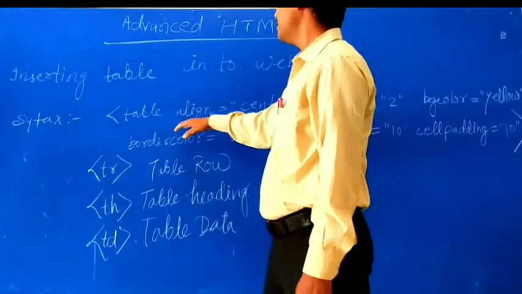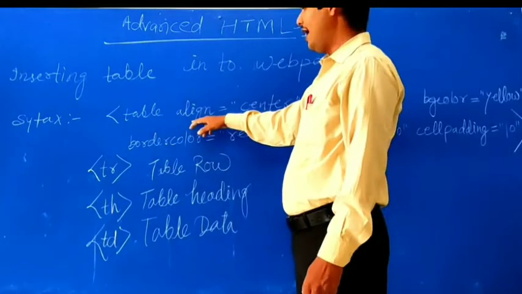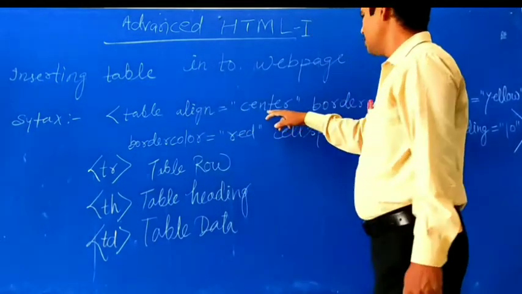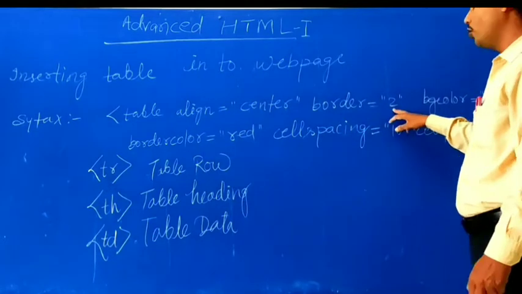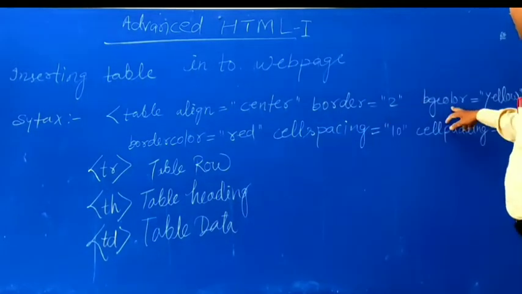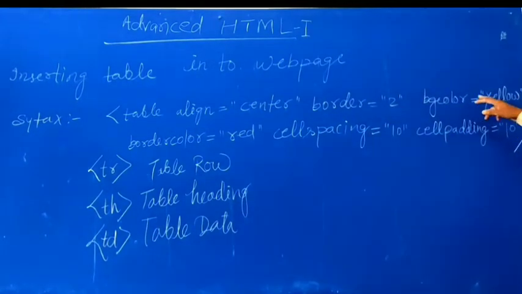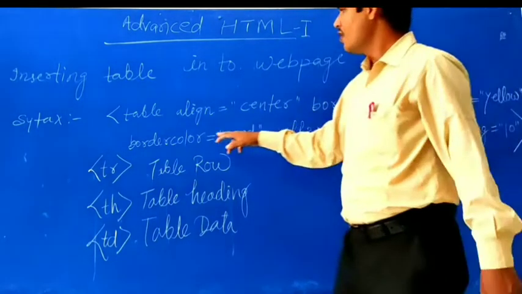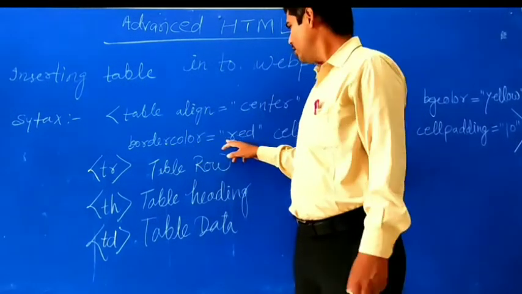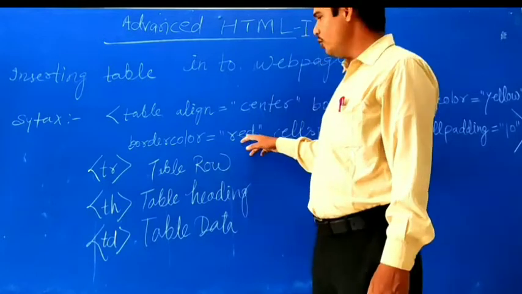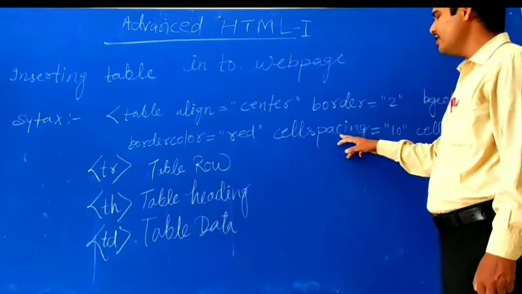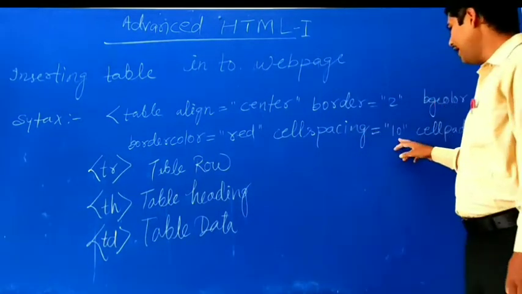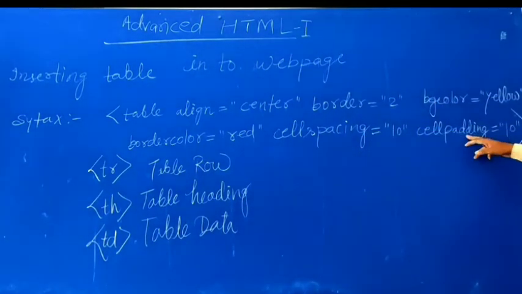Table tag is table, align is the attribute, center is the value, border is the attribute, 2 is its value, bgcolor is the attribute, yellow is its value, border color is the attribute, red is its value, cell spacing is the attribute, and 10 is its value, cell padding is the attribute, and 10 is its value.